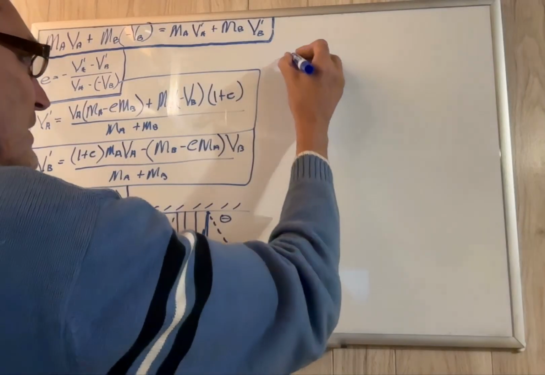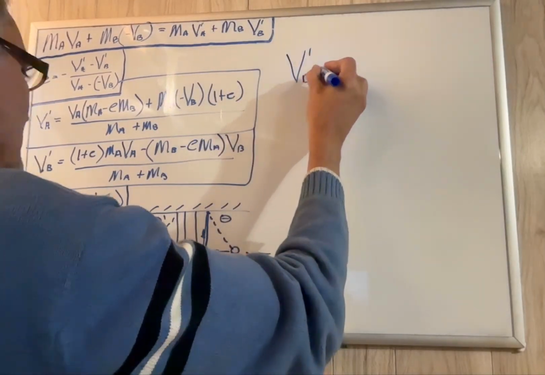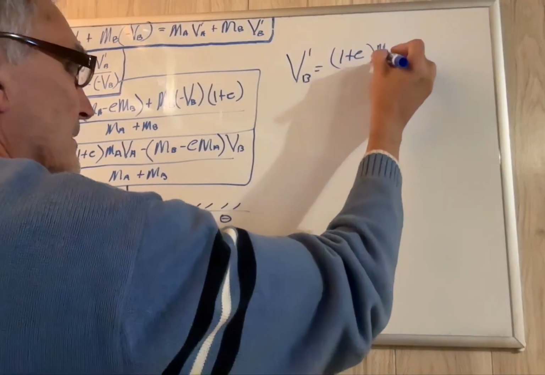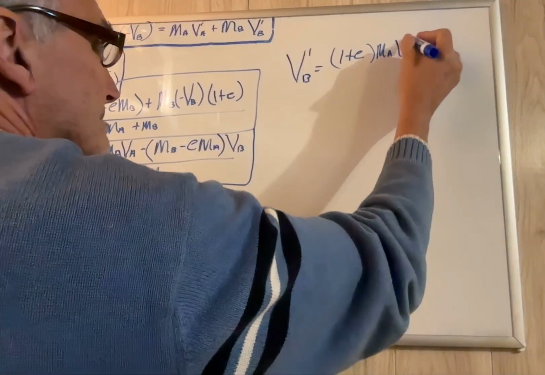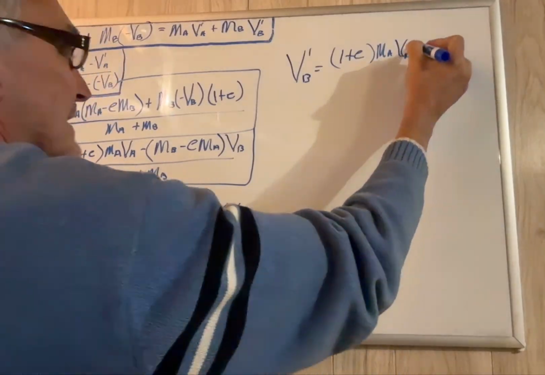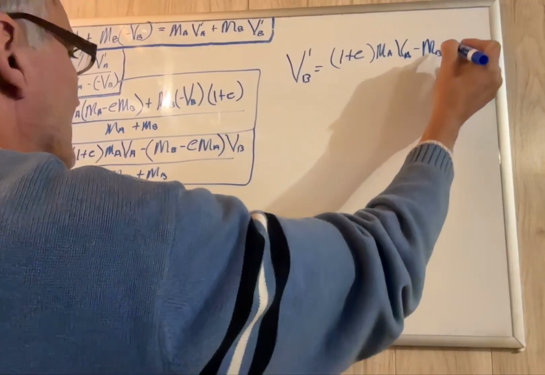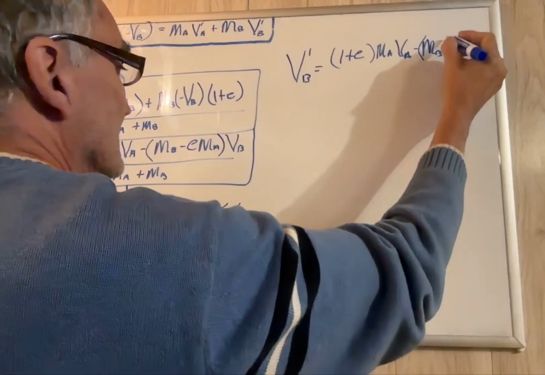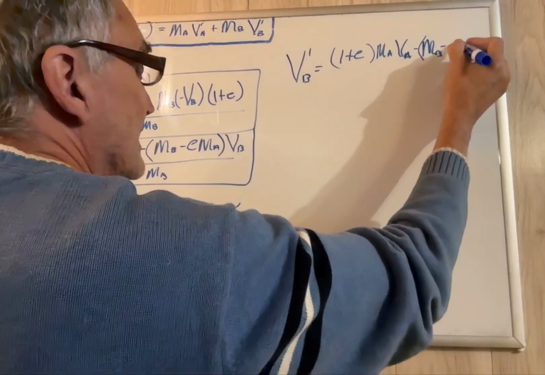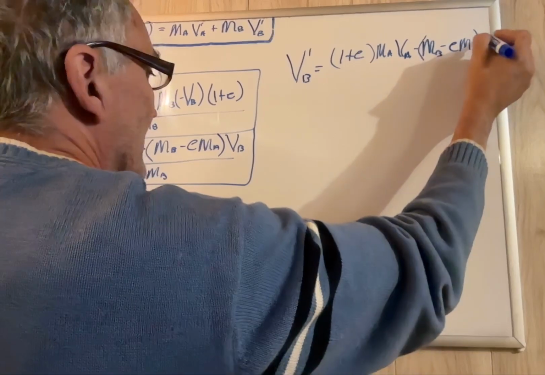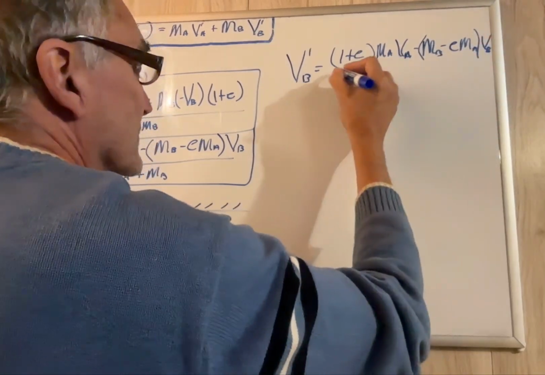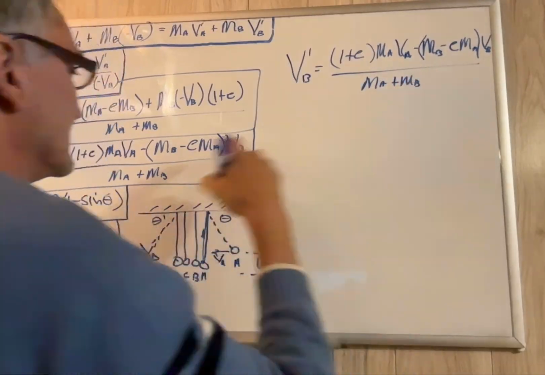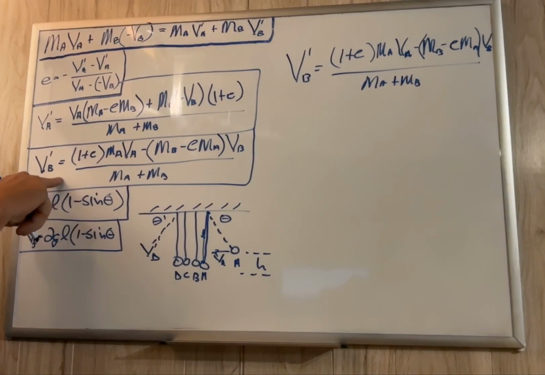So velocity prime B is going to be equal to (1 plus e) times ma va, which we already know, minus mb times e ma times velocity B, divided by (ma plus mb). That's this thing right here. All I do is transfer it over here.